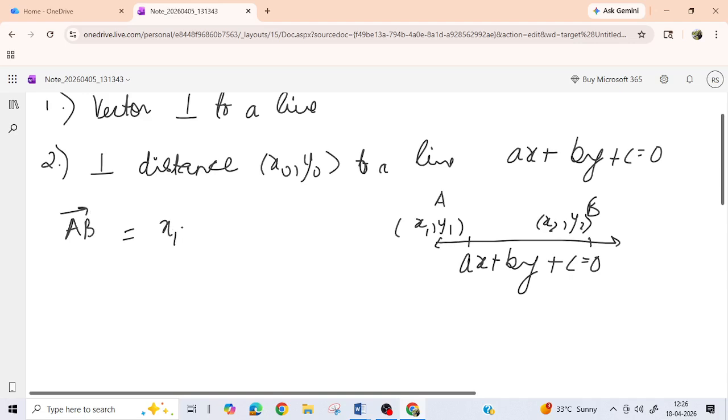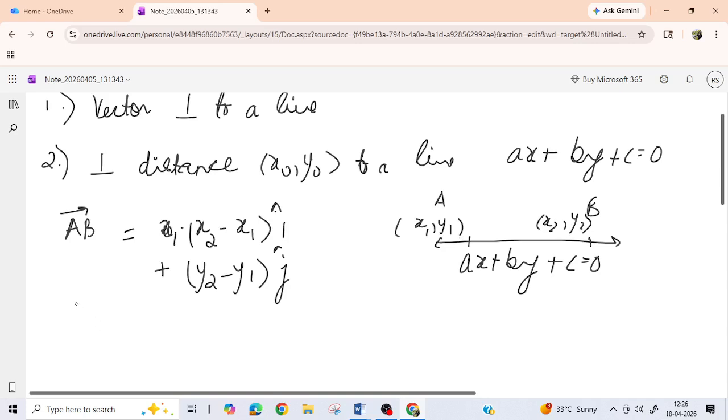So let's write it x2 minus x1 itself. x2 minus x1, which is nothing but i cap, and i cap means in the x direction. All right, y2 minus y1. Okay, so this is the vector notation of the line AB. So now we need to find the thing which is perpendicular to this.